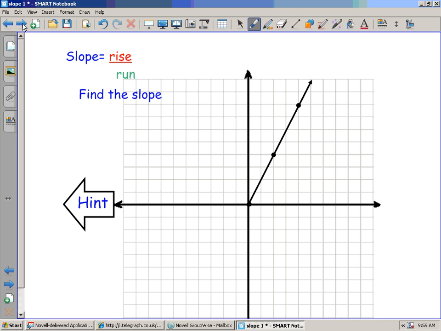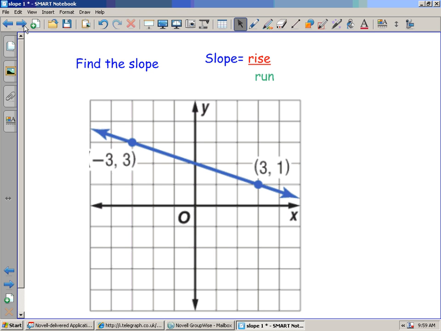Okay, so hopefully mentally you went, okay, I went up 1, 2, 3, 4 spots up. 1, 2 over, so 4 over 2, which does divide evenly. This has a slope of a positive 2. Positive 2. All right, why don't you try that problem mentally? See if you can get that slope.